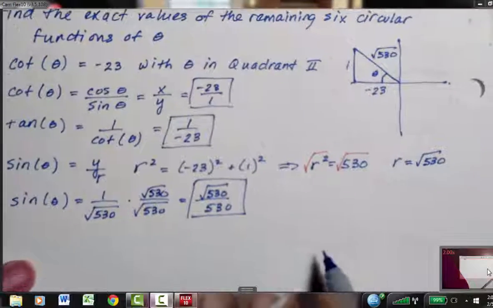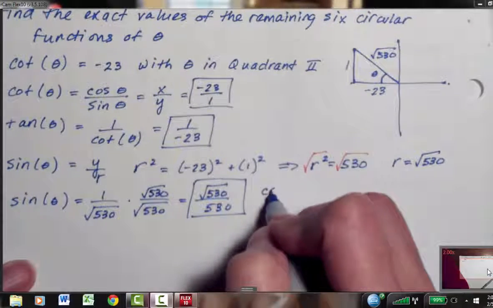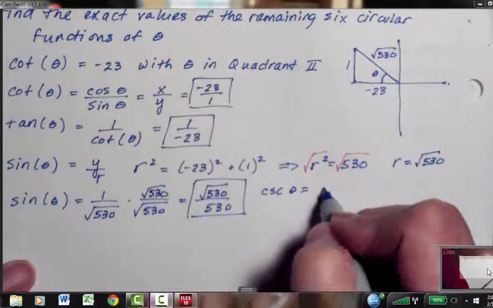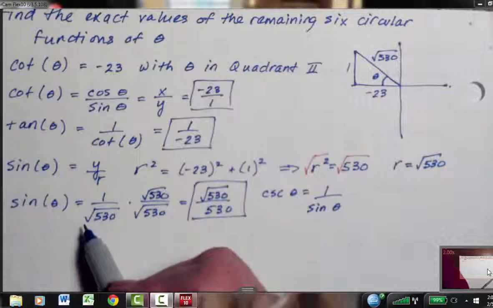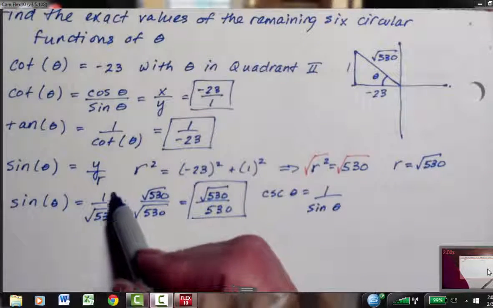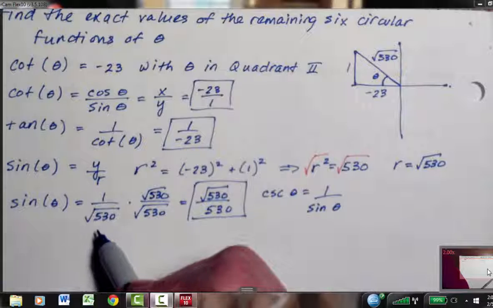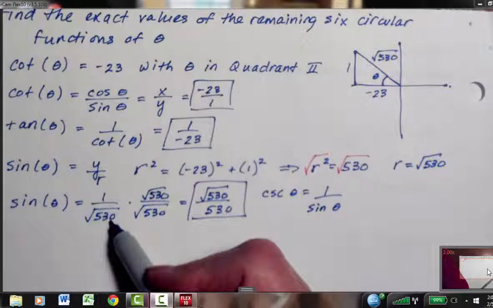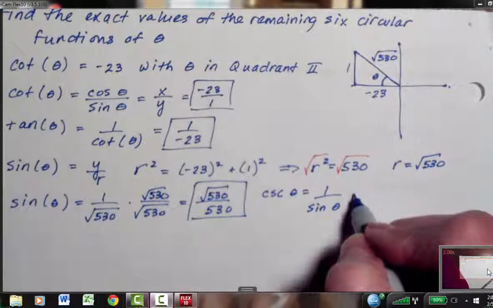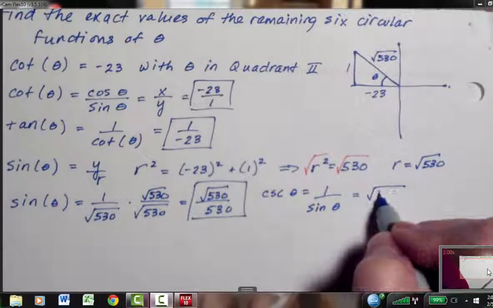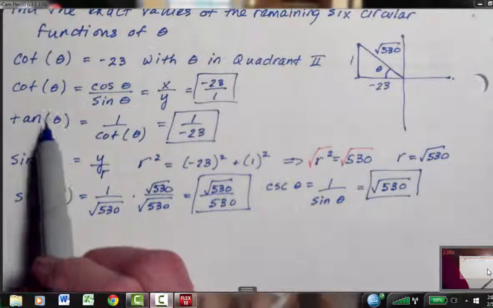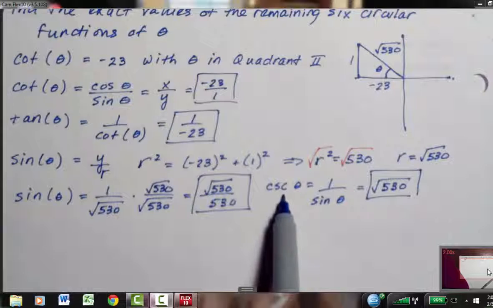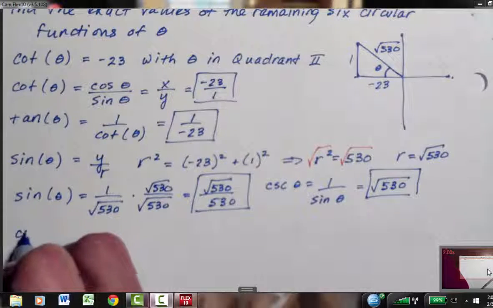Once we've figured out sine theta, it's very easy to go ahead and find cosecant theta, because cosecant theta is the reciprocal of sine theta. So looking at what sine theta was before we rationalized the denominator, sine theta was 1 over the square root of 530. Well, if we take the reciprocal of this, it becomes the square root of 530 for cosecant. So we have found cotangent, tangent, sine, cosecant.